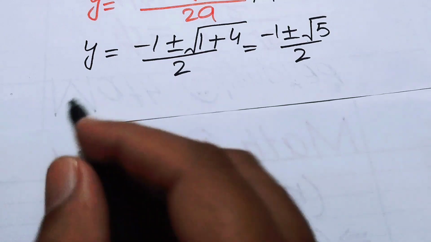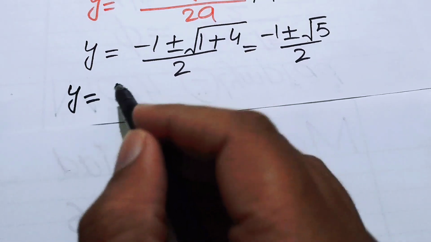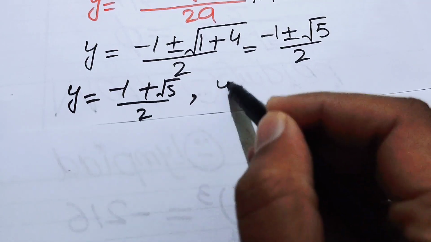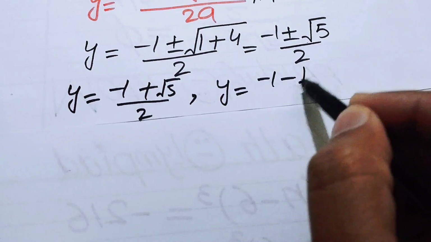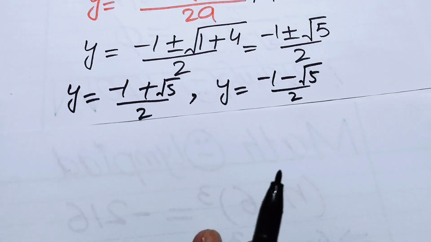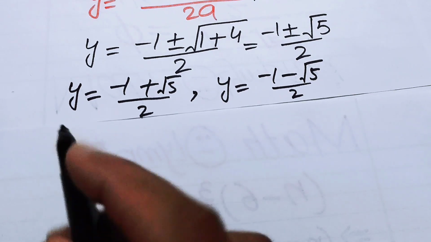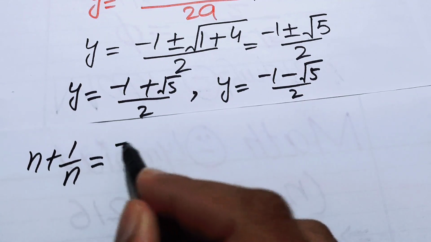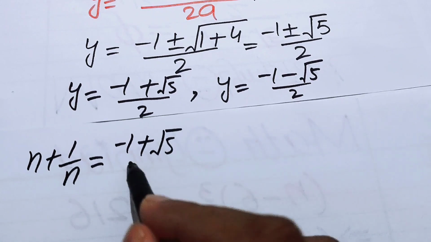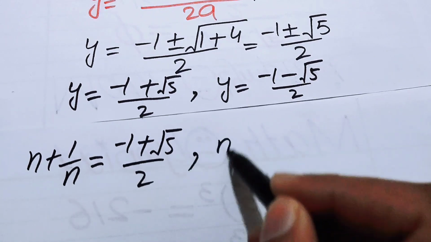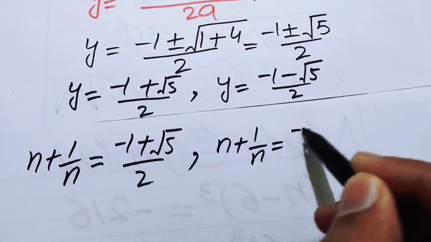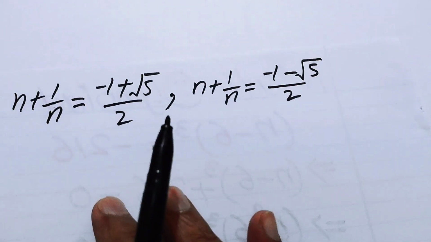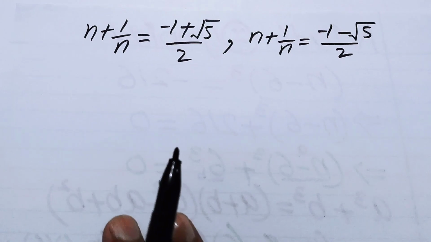Now we write the value of y in two parts. Here you have y equals minus 1 plus square root 5 over 2, and in the other case we write y equals minus 1 minus square root 5 over 2. So in the start of the problem we took y equals n plus 1 over n. So we will back substitute the value of y here, and you get n plus 1 over n equals minus 1 plus square root 5 over 2, and similarly in this case you will get n plus 1 over n equals minus 1 minus square root 5 over 2. Now we will simplify these two equations, and we will easily get the value of n.